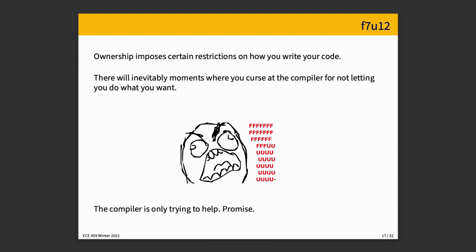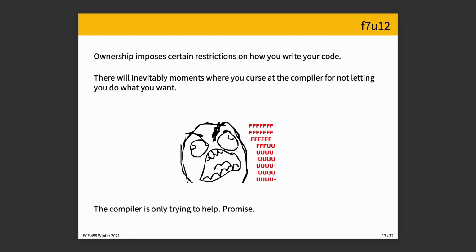Now, ownership imposes restrictions on how your code is written. There will inevitably be moments where you curse at the compiler for not letting you do what you want, and more than once, especially when I was getting started with Rust, I could relate pretty hard to the rage face on this, because why doesn't this work? Why shouldn't this be allowed? What is wrong here? The compiler is only trying to help, I promise. The compiler is pretty strict about stuff. It is interested in making sure that you write code that doesn't leak memory and doesn't have race conditions and things like that. And so it is strict, but for your benefit.